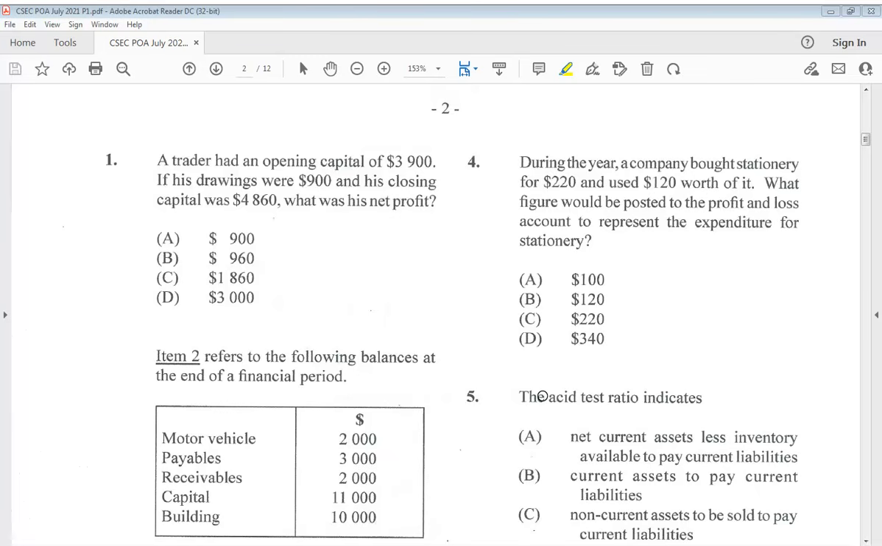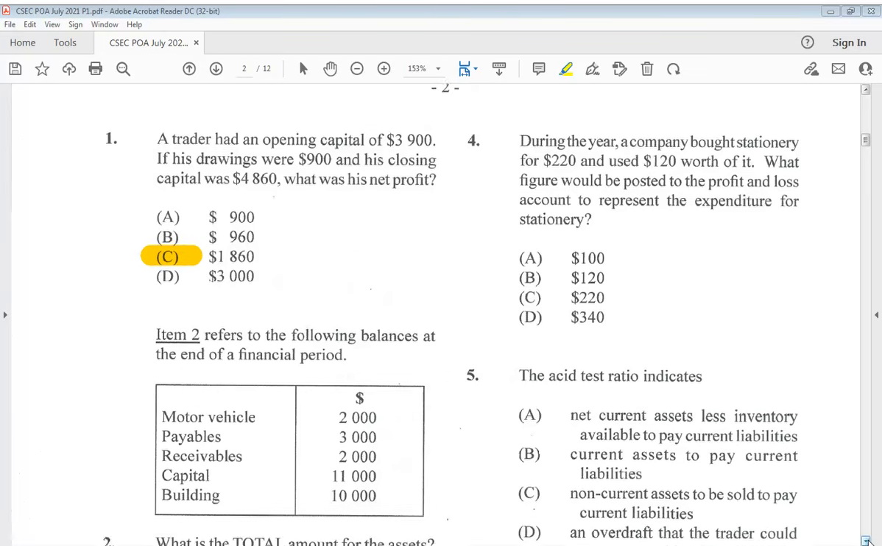In order to find the net profit, we are going to have to subtract our opening capital from our closing capital, and then we add our drawings. Our closing capital is $4,860, and we subtract $3,900 from that, then that gives us $960. And then we add that to drawings, 900. Therefore, our answer would be C, $1,860.